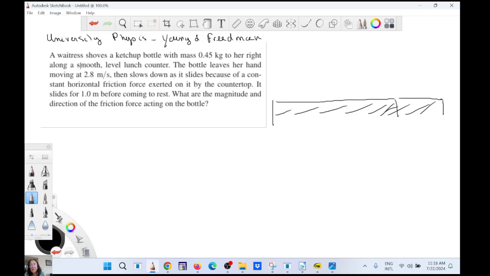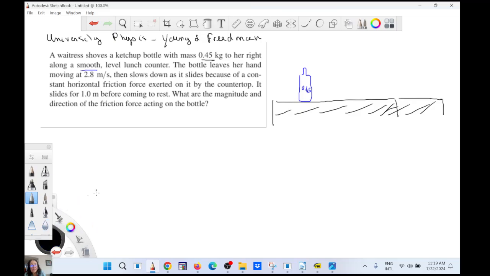So anyway, you have to read first. So you have a bottle and a smooth table, and you have the weight. Smooth doesn't mean it's frictionless. It means that if there is frictional force, it will be the same all along. That's what it means.